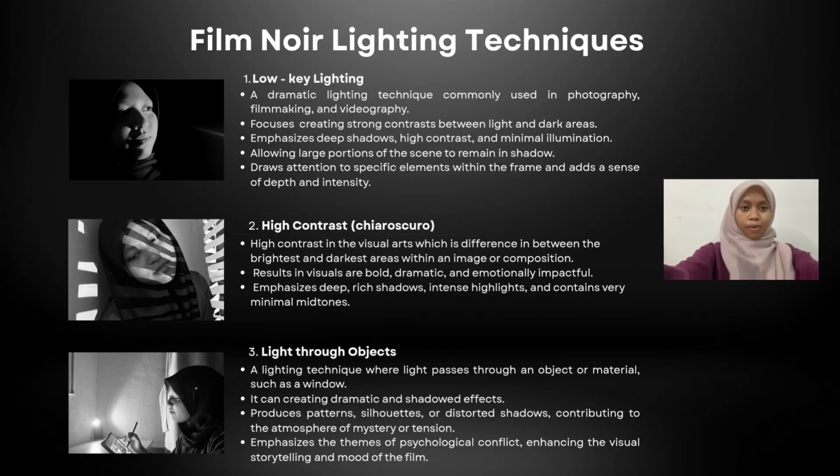I want to talk about film noir lighting technique. There are 5 techniques in film noir, which are low-key lighting, high contrast, backlighting and silhouettes, hard light and shadow, and lastly light through object. Firstly, film noir has low-key lighting.